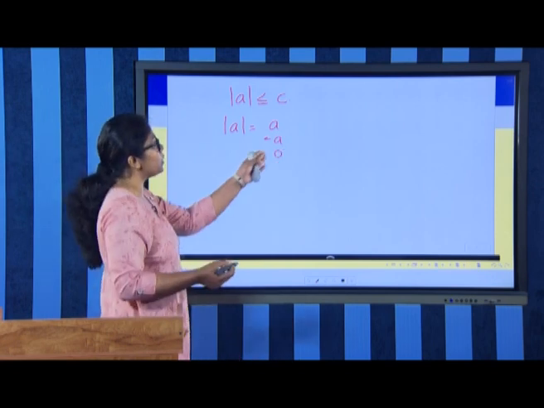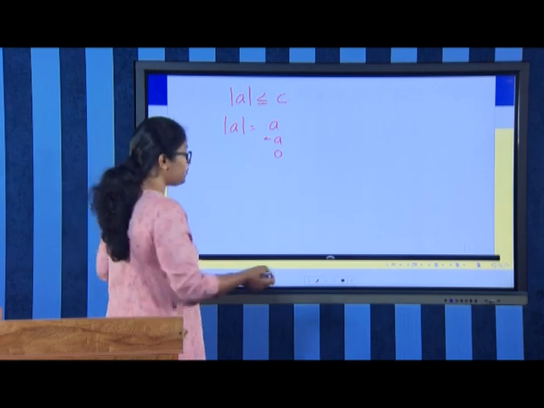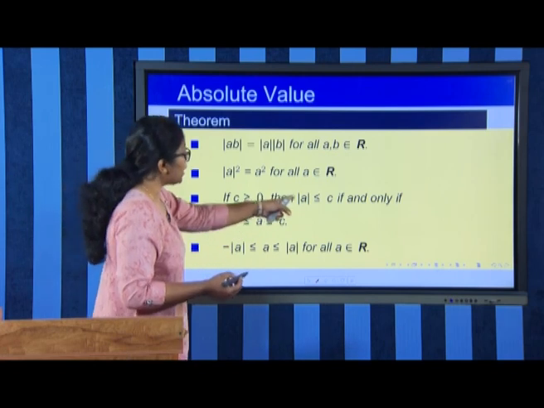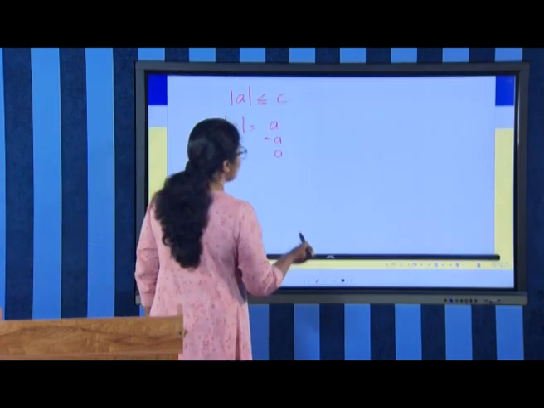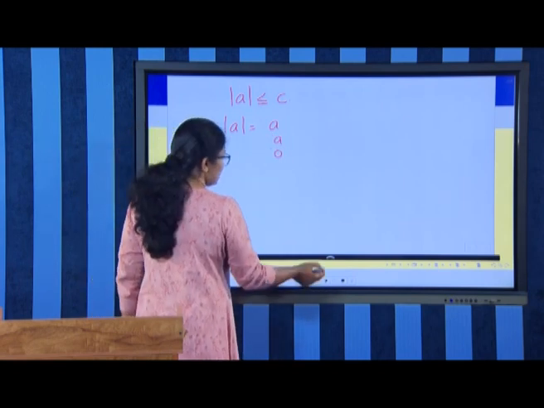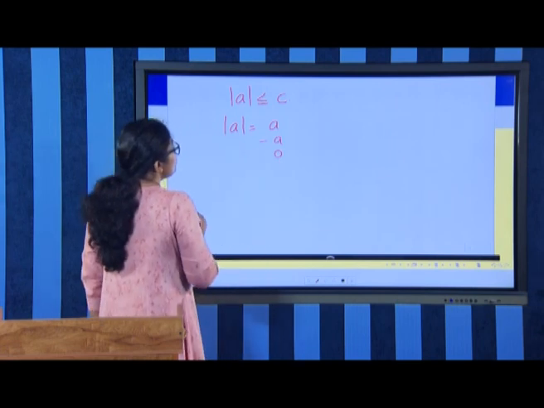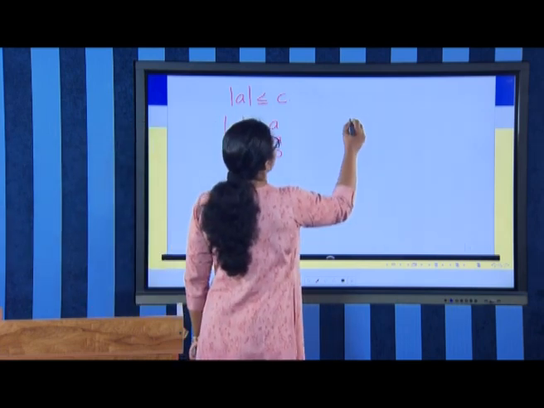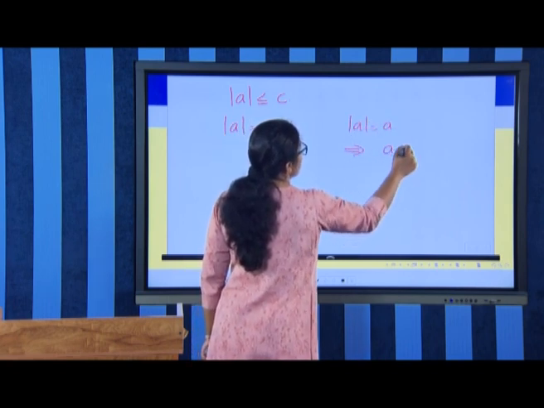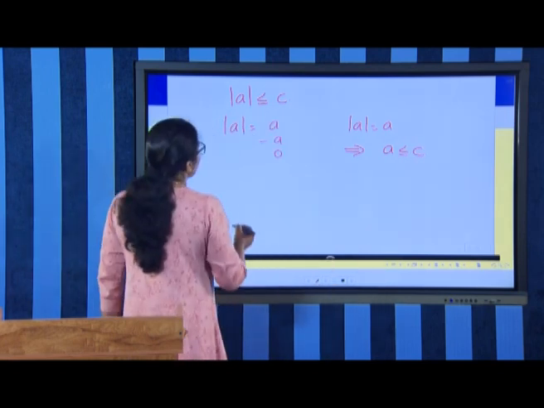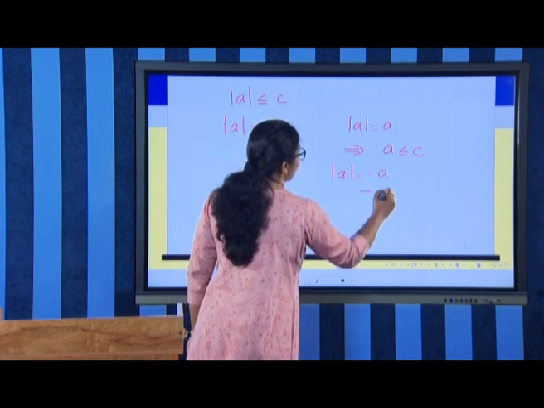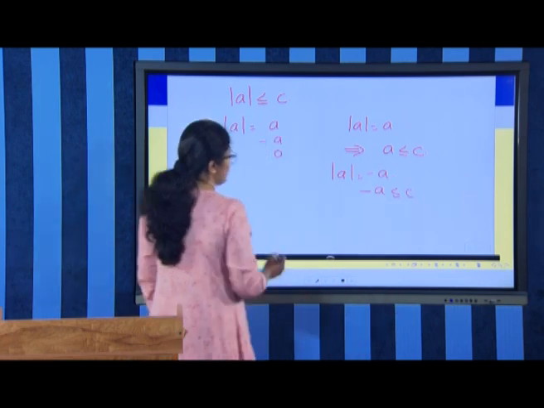So, if A is equal to 0, there is nothing to prove, because it is already given that c is greater than or equal to 0. So, we consider the other two cases where modulus of A is equal to A or modulus of A is equal to negative A. Consider the case when modulus of A is equal to A. Then what do we have? A is less than or equal to c. If modulus of A is equal to negative A, what do we have? Negative A is less than or equal to c.